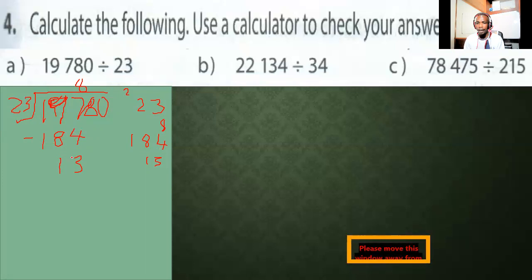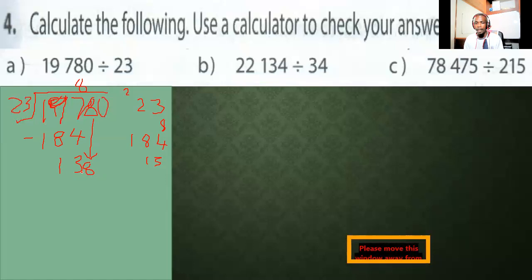Now, I want to divide 13 by 23. It can't because 13 is smaller than 23. So I bring down 8. I now have 138. Okay? 138. Now, 138 divided by 23.